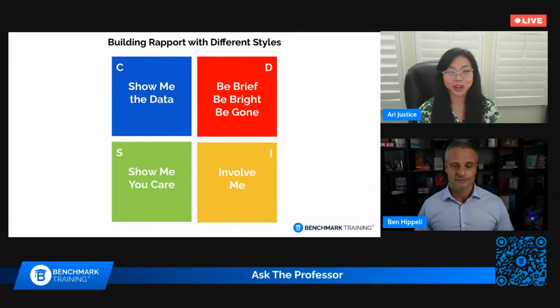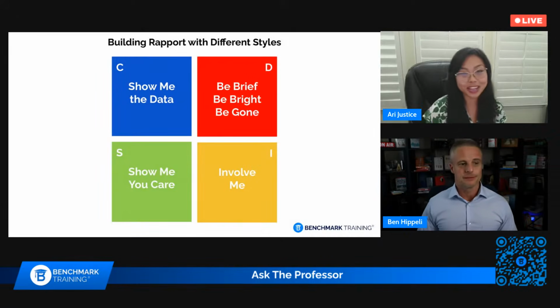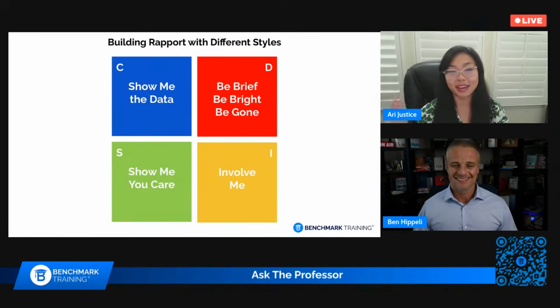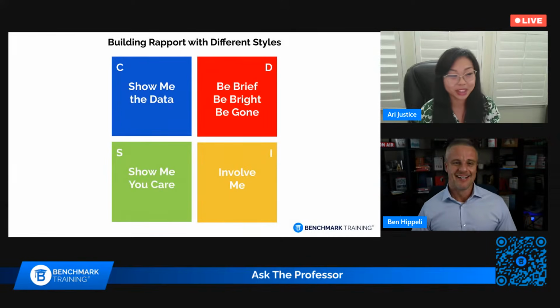No style is better than another. We all have our strengths and our blind spots. So that's very important to remember as we're going through this conversation. So our C styles, they love the data. They're the analysts and experts of the group. So they want to see that data. Meanwhile, the I styles probably are like, it's okay about that data. I just want to be involved. They want to be included in the conversation, part of the collaboration.